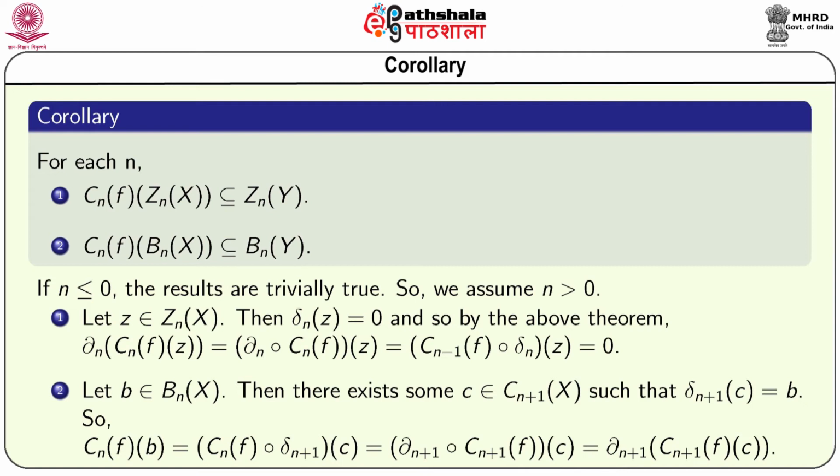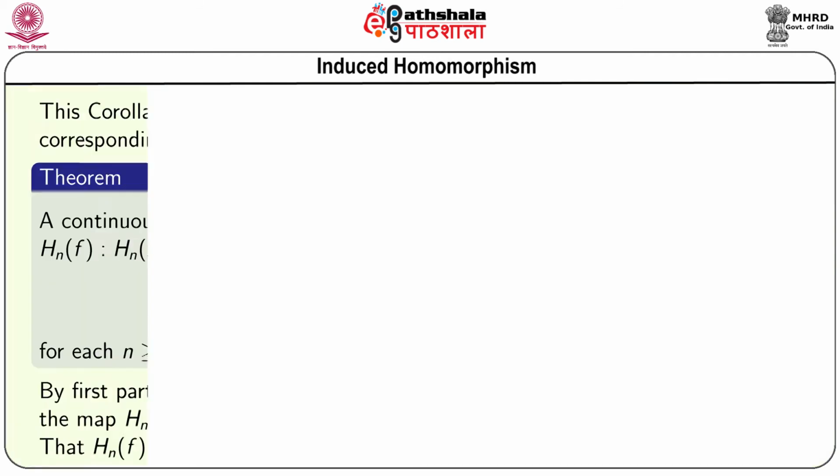For proving the second part, we start with a point b from Bn x. Since it is a point in Bn x, there exists some c in Cn plus 1 x such that delta n plus 1 c is equal to b. And so, Cn f b is equal to Cn f compose delta n plus 1 operating on c, and that is del n plus 1 compose Cn plus 1 f operating on c, and that is equal to del n plus 1 Cn plus 1 f c. So, we have the result.